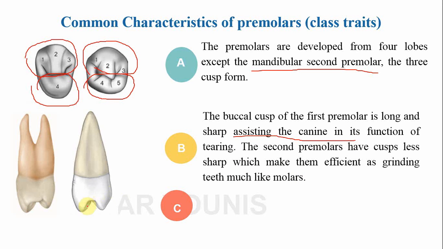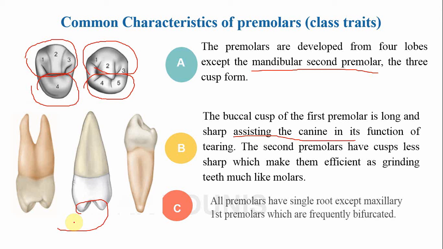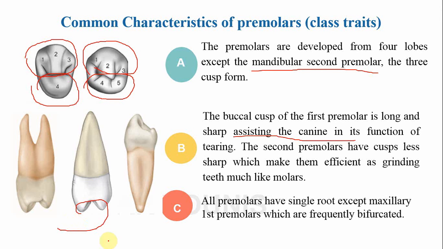While the second premolars, whether maxillary or mandibular, have cusps that are less sharp and less pointed, making them more efficient as grinding teeth, much like molars. So the first premolars assist canines in their function, while the second premolar assists molars in their function of grinding food. All premolars have a single root, whether maxillary or mandibular.